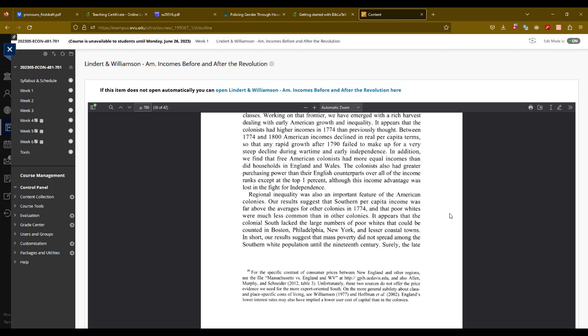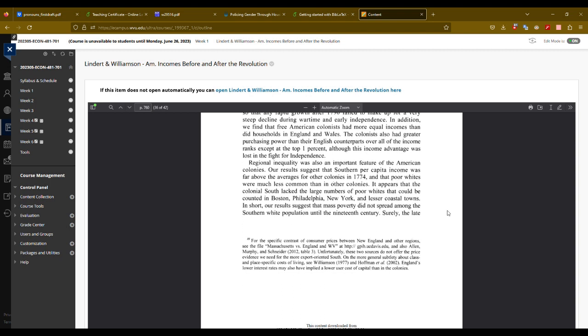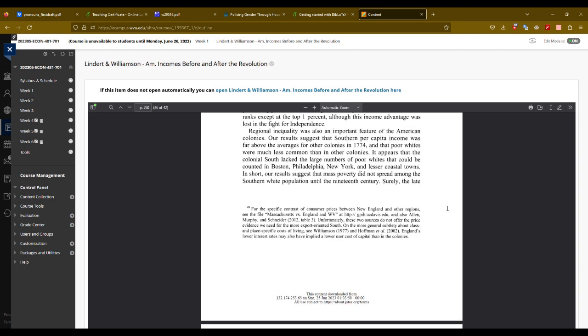In addition, we find that free American colonists had more equal incomes than in households in England and Wales. The colonists also had greater purchasing power than the English counterparts over all of the income ranks, except at the top 1%, although this income advantage was lost in the fight for independence. Regional inequality was also an important feature of the American colonies.